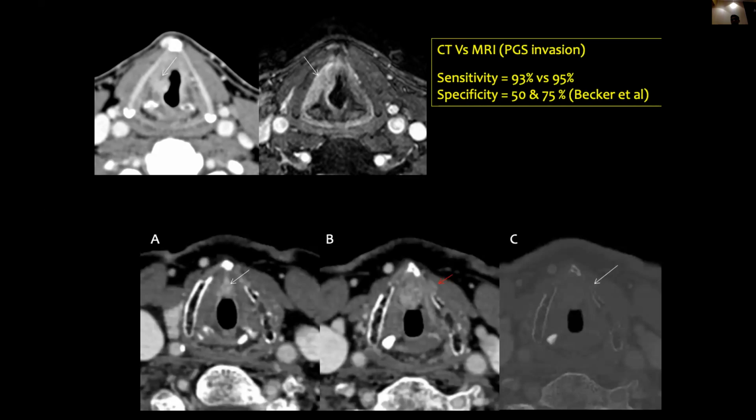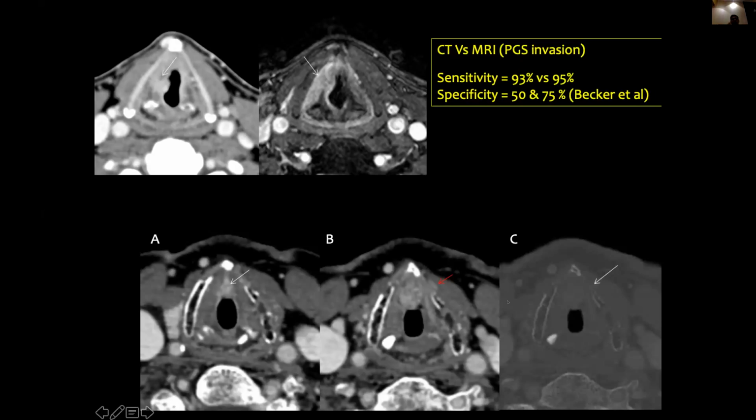Another important thing which I said in my anatomy slides is that anterior commissure diseases are notorious. Small volume disease can extend and involve the cartilage at a very early date, because the perichondrium is deficient because of the vocalis muscle insertion.